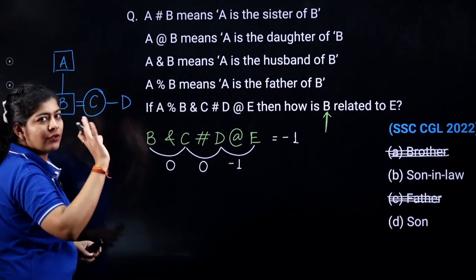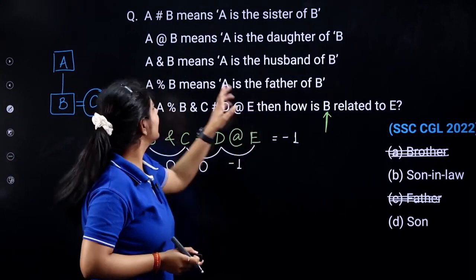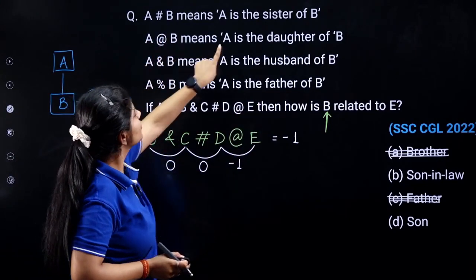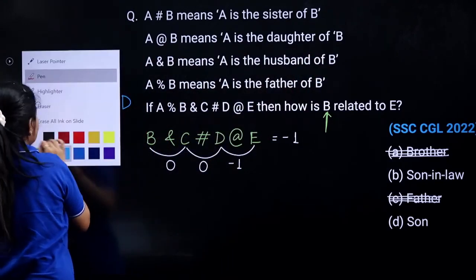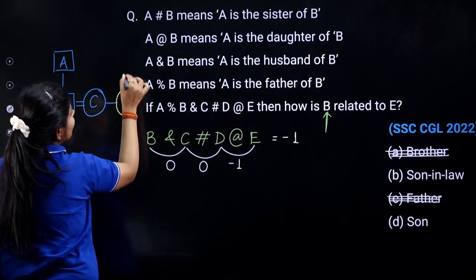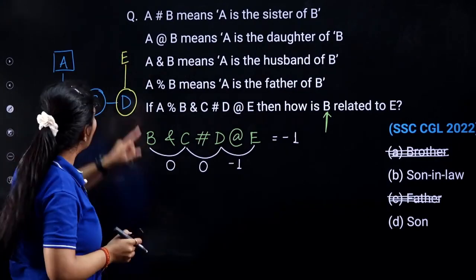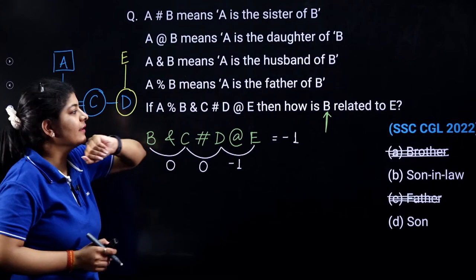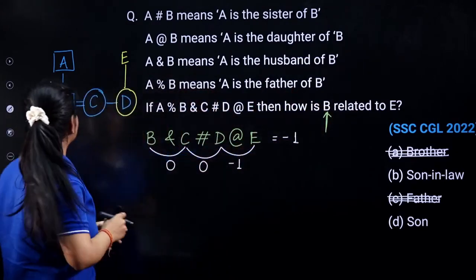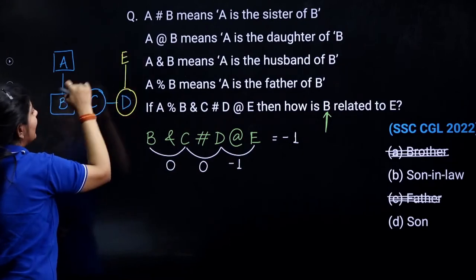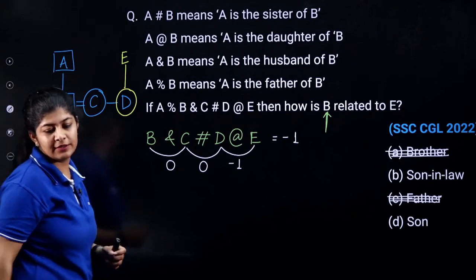Okay. Right now the gender of D is not determined. Next one, D at the rate E. Where is 'at the rate'? Over here. So A is a daughter of B. That means D is a daughter of E. This is what we are having. Now again the gender of E is not defined. What we have to determine is how B is related to E. Here we have E and here we have B. How are we going to determine this particular thing?